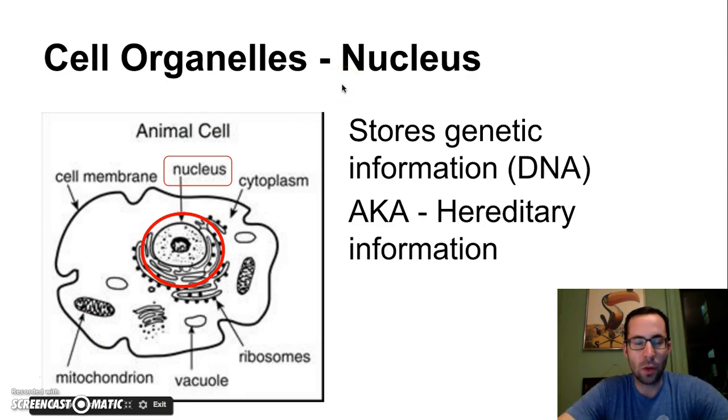The first organelle you need to know about is called the nucleus. The nucleus helps to control the cell. It stores genetic information in the form of DNA. Sometimes this DNA or genetic information is also called hereditary information.